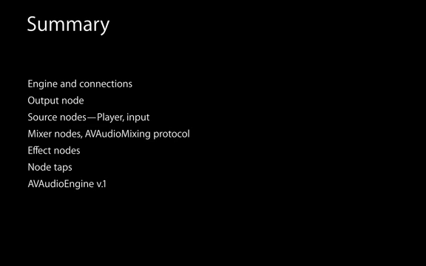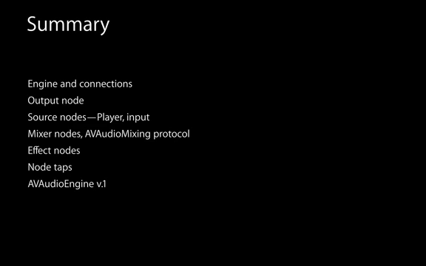We looked at two types of mixer nodes, the 2D mixer and the 3D mixer, and how source nodes talk to these mixers using the AVAudioMixing protocol. We then looked at effect nodes and two types of effect nodes, the AVAudioUnitEffects and AVAudioUnitTimeEffects. Finally, we talked about node taps, and that's how you pull data from the render thread.